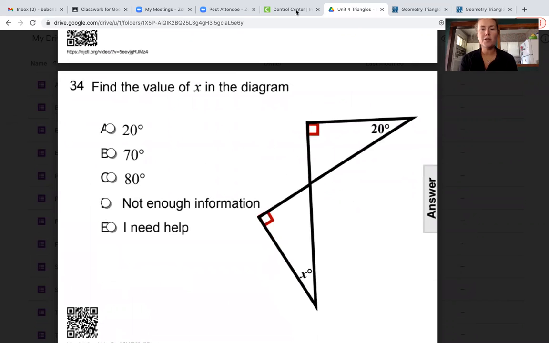We need to find the value of x in this diagram. So the first thing that we need to do is figure out what this missing angle is on the top triangle. So 180 minus 90 minus 20 gives us 70. These two angles right here are vertical, so they would both be 70. Now we have two of the three angles in the bottom triangle, so we can take 180 minus 90 minus 70, and you get this missing angle right here of 20 degrees.